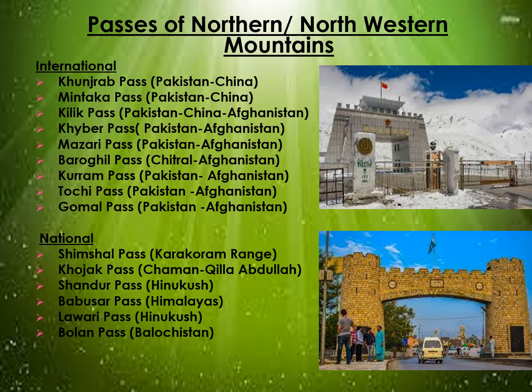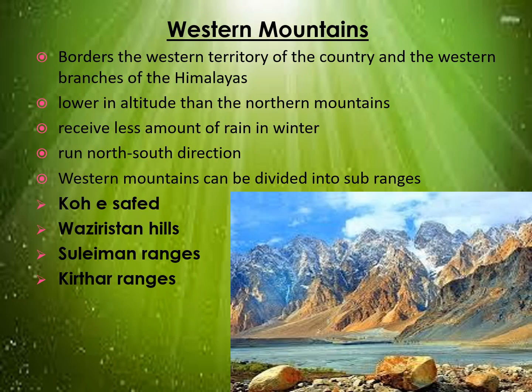Then in national passes, we have Shimshal Pass, which is a very important pass in the Karakoram range, Khojak Pass, Shandur, Babusar Pass, Lowari Pass and Balan Pass. And these passes mostly come in the CSS syllabus, in the CSS papers, so you should know the locations of at least the international passes and 3 to 4 of the national passes.